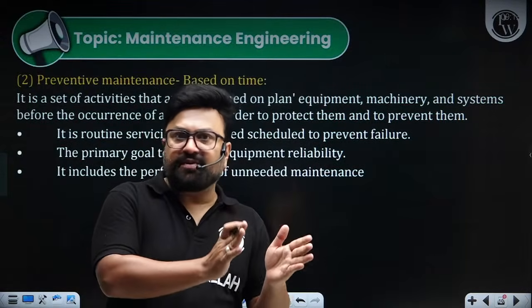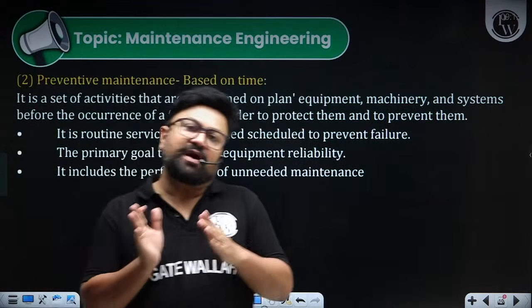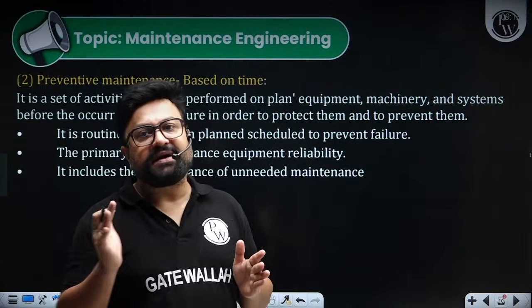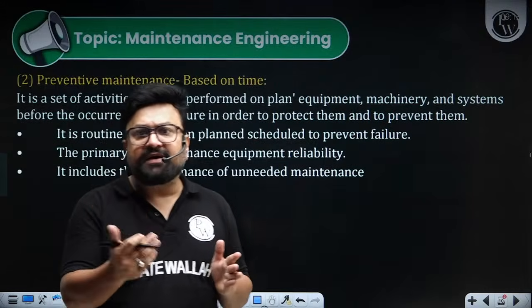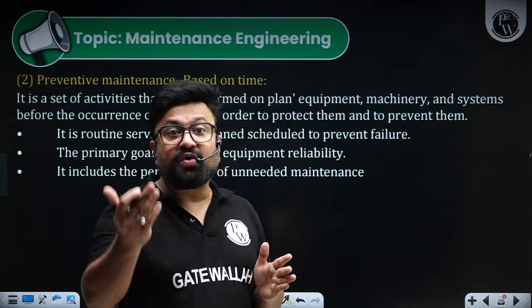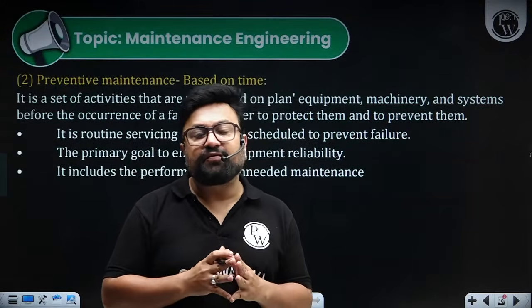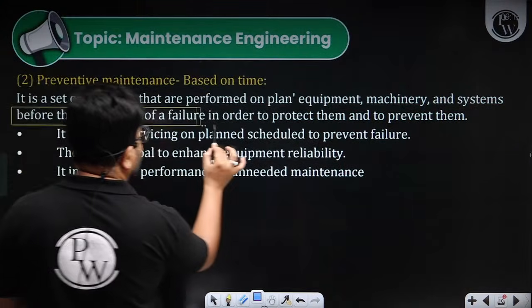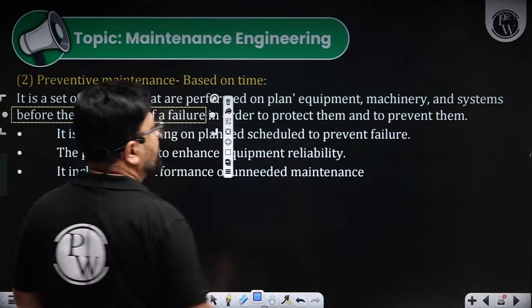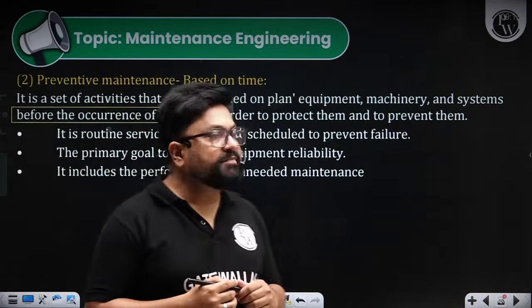After how much time do we provide maintenance? Okay, so we perform maintenance on plant equipment, machinery or system before the occurrence of failure. Please note, before the occurrence of failure, in order to protect them and prevent them.